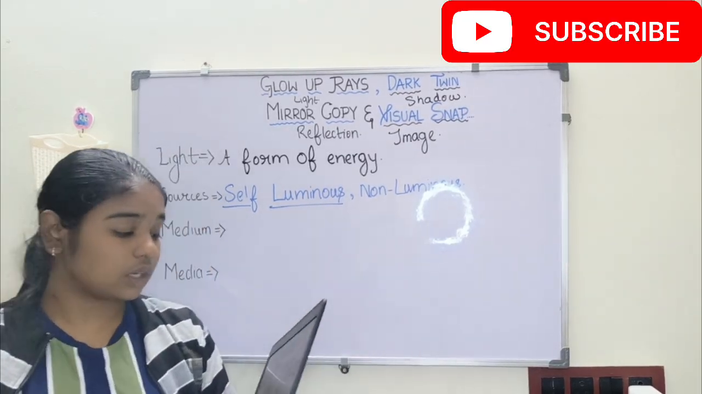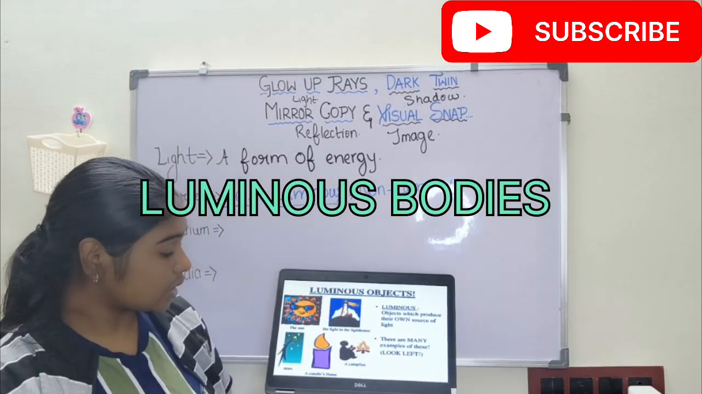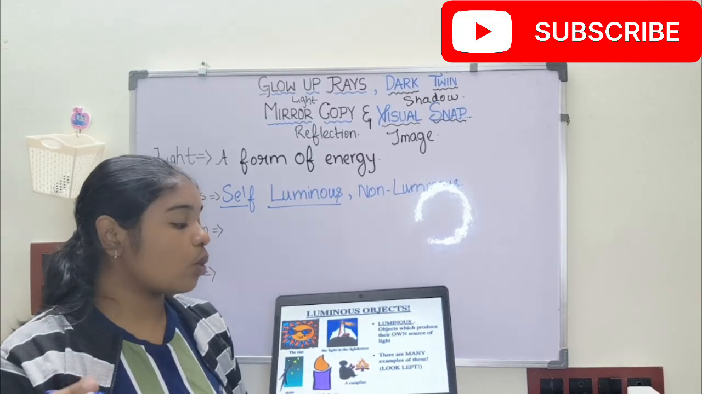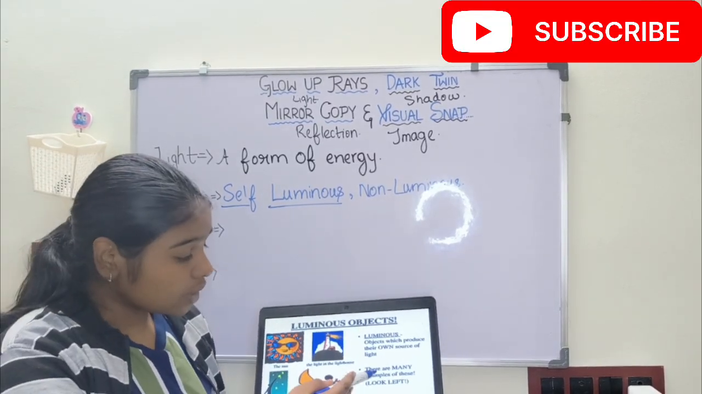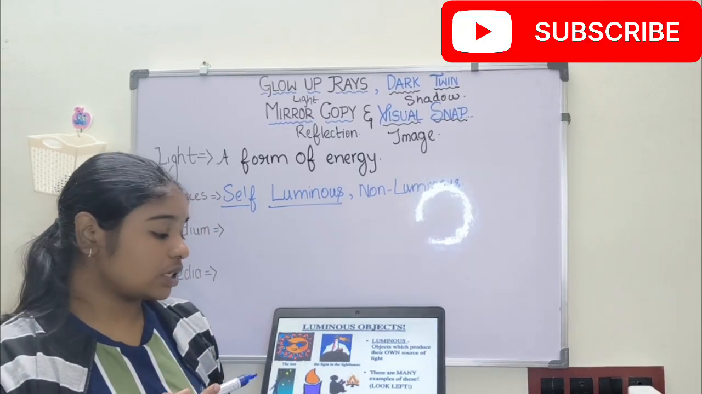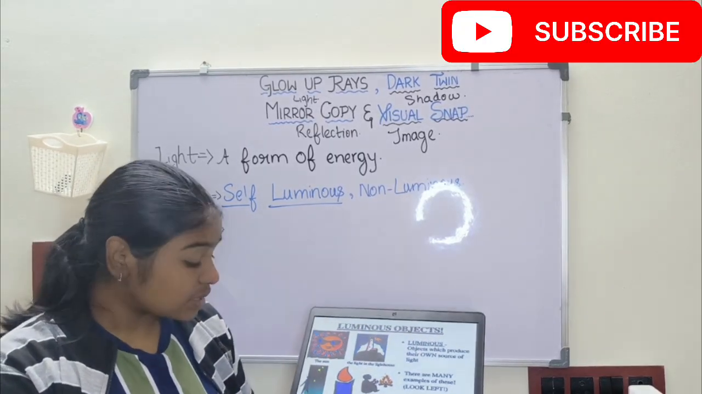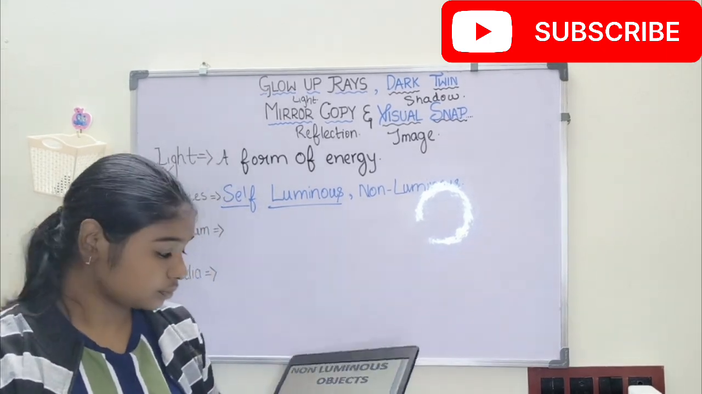Okay? So now we are going to learn about luminous bodies, which I already said. You can see here, an object which produces its own source of light is known as a luminous body. There are many examples of these: the sun, light, stars, candle, campfire, etc.